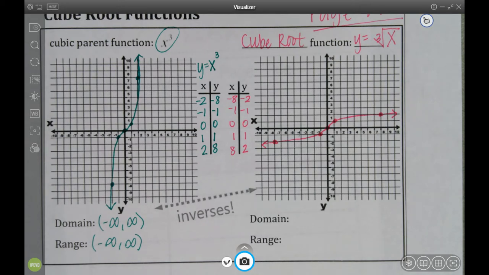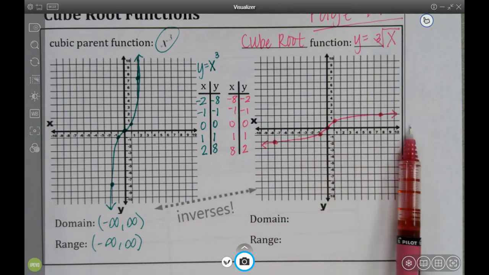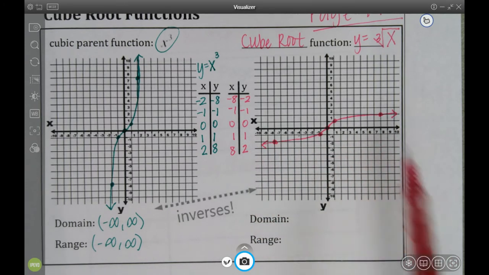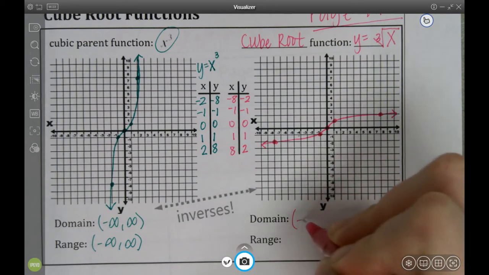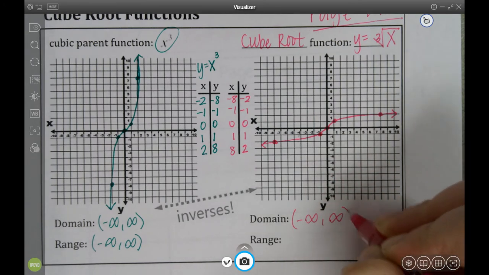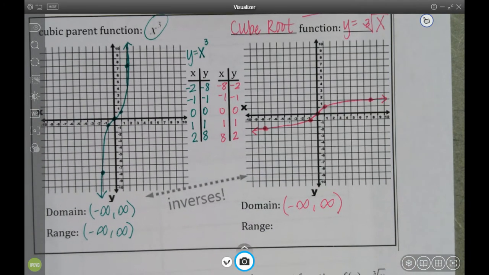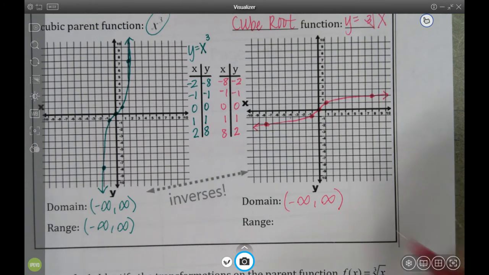Okay, so what's my domain here? My x values. Negative infinity to positive infinity, because those arrows go on in both directions forever. What about the range? Same thing.